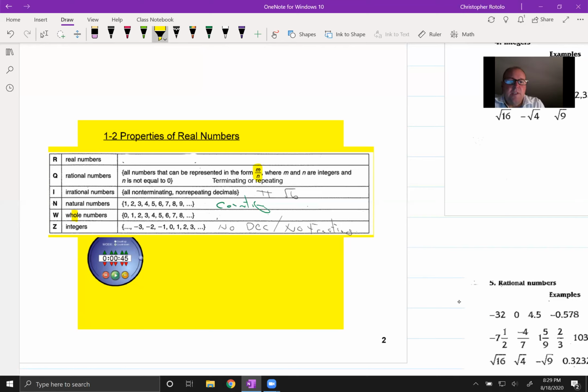The second thing is if it's terminating, that means it stops, or if it repeats as a decimal, it's a rational number. And the very last thing we have is, of course, our real numbers. These are all our rational and irrational. And one thing we'll delve into this year is then talking about the imaginary numbers versus the real numbers. So real numbers become all of these things.